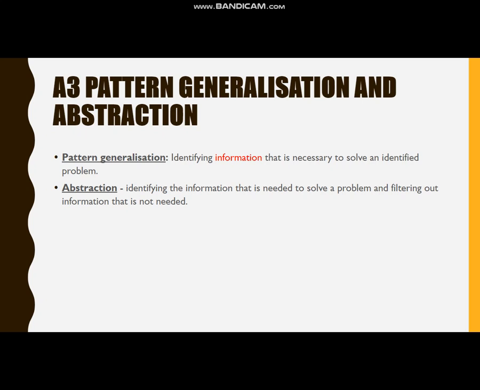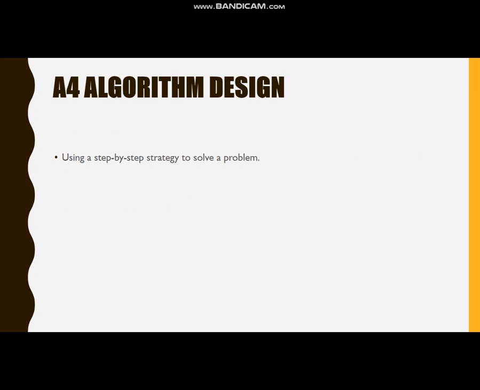So those bits of information are abstracted out. So we've filtered out the things that are not necessary, and we're focusing on the thing that is necessary, which is the layout of the road, where the particular speed restrictions are, for example, the turns, etc. So we're focusing more on what is required. So abstraction, again, just to reiterate the description of it, is identifying information that is needed to solve a problem, and then filtering out information that is not required. Okay, that's A3 completed.